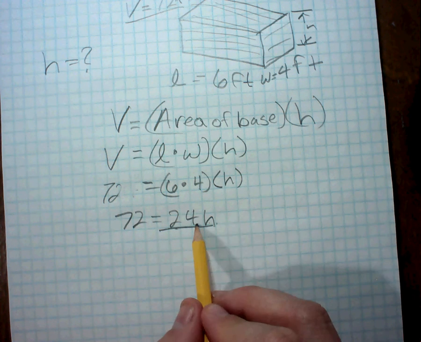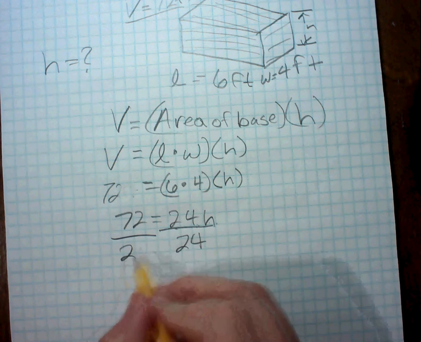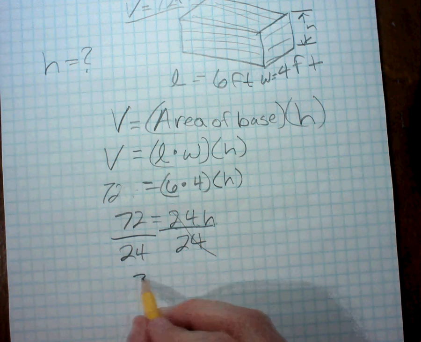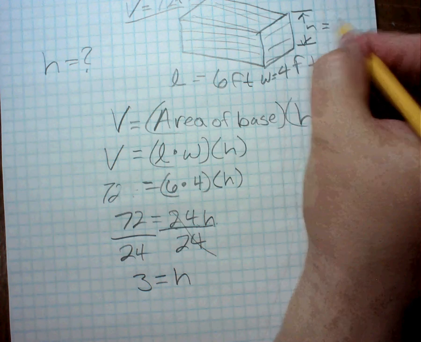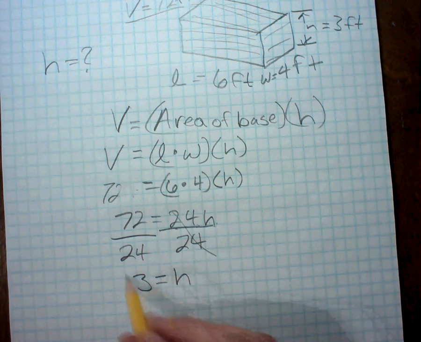The way that I move the 24 away from the h, I look and see what the 24 is doing. This is really 24 times h. To move the 24 away, I do the opposite of times, which is divide. And whatever I do on one side, I have to do on the other. So that actually goes into that 3 times. So I get that the height of this thing is actually 3 feet. Okay? And that's it.